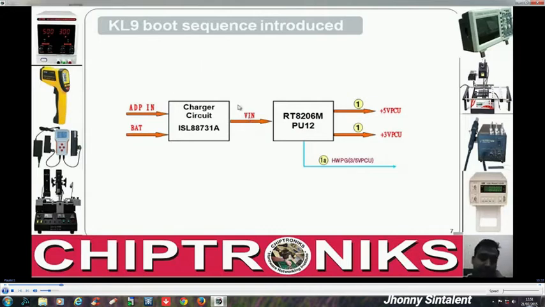Basically, the DC bat out does not require this thing to be passed through the charger IC. I'll discuss this thing in detail. So this is the first step.